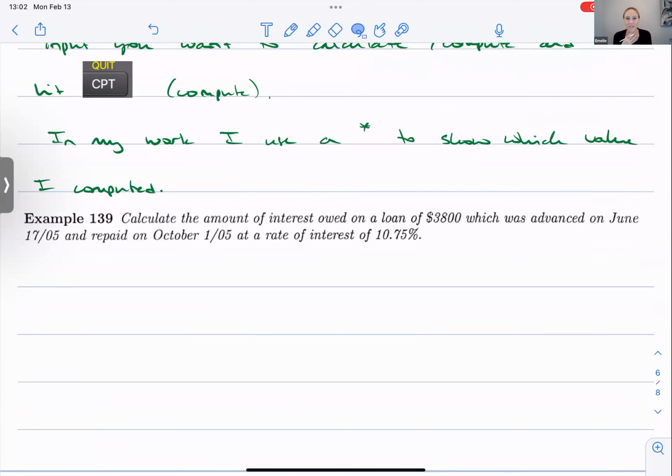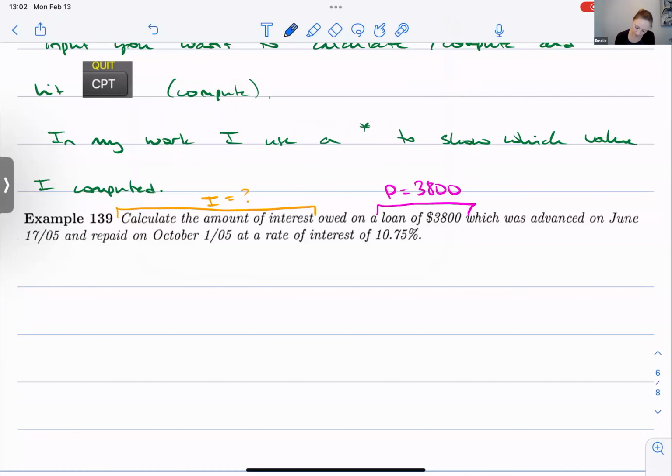Okay, so there's a couple of components, and just like we saw in the previous sections, we're going to need to do a little bit of work using the days between dates to find T. So here we go. The loan amount, which is P, was 3,800. That's the first piece of information that we want. It actually says to calculate the amount of interest owed, so it starts off telling us what we want to find. So here, I is what we want to find.